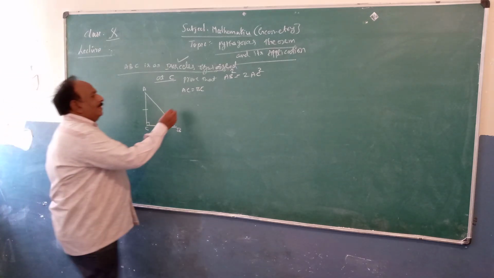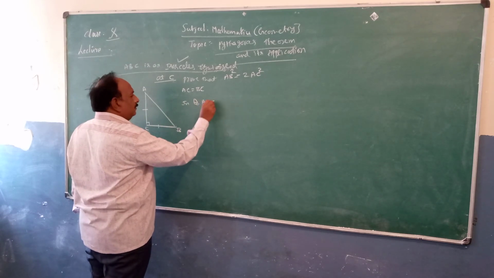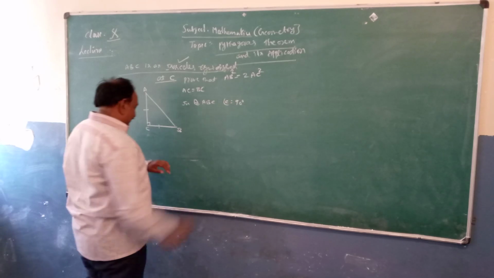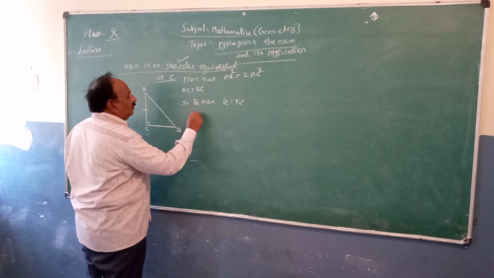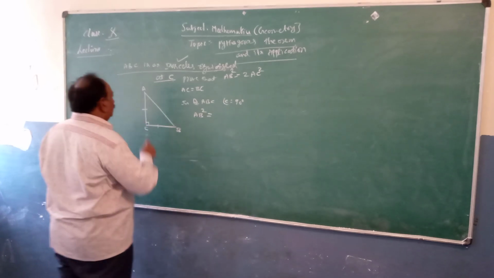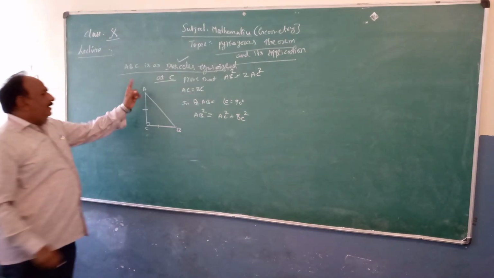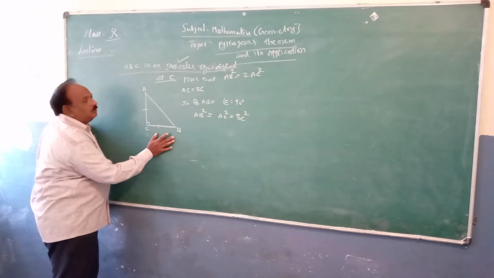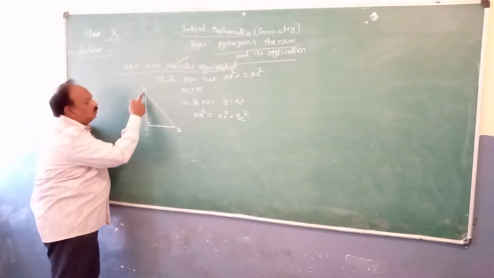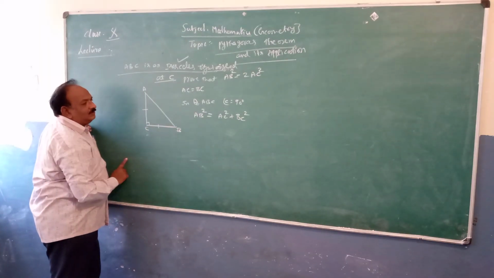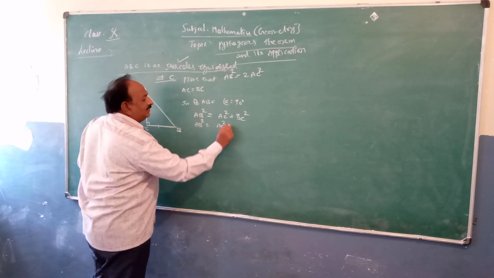In a right angle triangle ABC, angle C is equal to 90 degree. Applying the Pythagoras, AB squared is equal to AC square plus BC square. These are all very simple questions, only simple application. AB square as it is, AC square as it is.